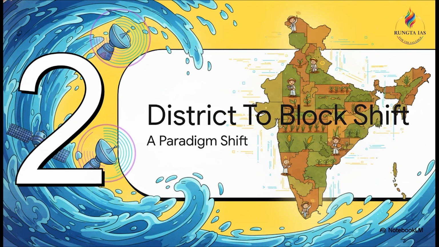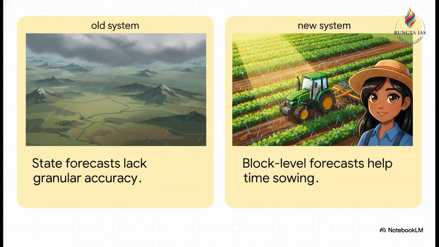Which brings us to Section 2, the district to block level shift. If UPSC asks you to evaluate the progress of meteorological interventions in agriculture, this right here is your core argument. We are witnessing a massive paradigm shift from the generalized to the hyperlocal. Let's break down this shift. The old system provided state or district-level forecasts. Helpful, sure, but totally lacking the granular accuracy a farmer actually needs on the ground. The new system provides hyperlocal, block-level forecasts. And this matters because it was specifically developed at the request of the Ministry of Agriculture and Farmers' Welfare. It allows them to deliver precise, weekly advisories so farmers can time their sowing perfectly, avoiding massive crop losses.